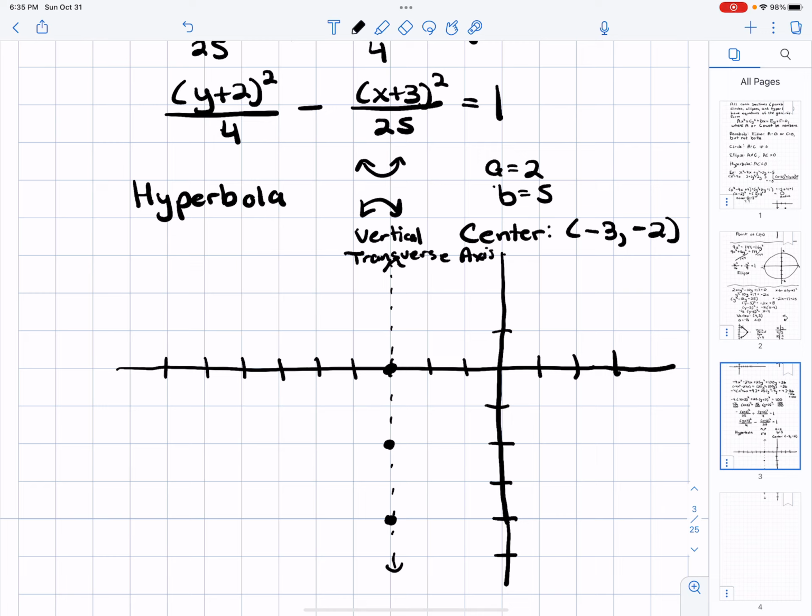So we're dealing with that. That tells me which way the little curves are going to go. Then I also need to deal with b. b is 5. So from the center, I need to go 5 right, 1, 2, 3, 4, 5, and 5 left, 1, 2, 3, 4, 5. And that'll give me the information for drawing my lovely rectangle.